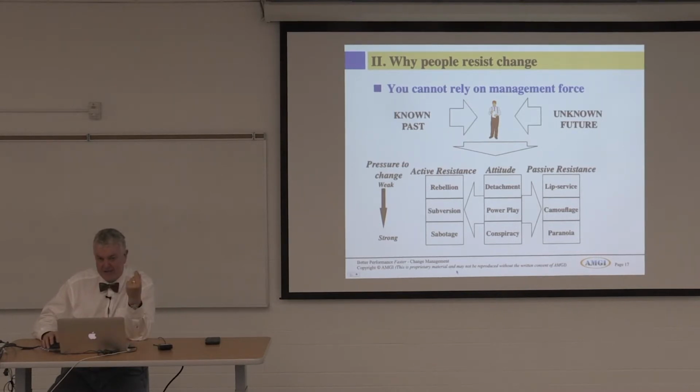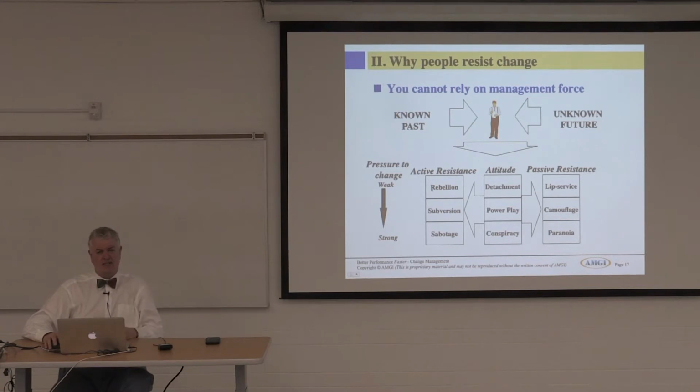Or if there's active resistance, they sabotage it. They actually stab you in the back, talk bad about you, try to undermine you, dig up dirt about you from the past, because you're the master change agent, you're the one coaching them through it. Or they sabotage their colleagues, or sabotage the system, or pull back, detach from it. So active resistance goes from rebellion to subversion to sabotage.